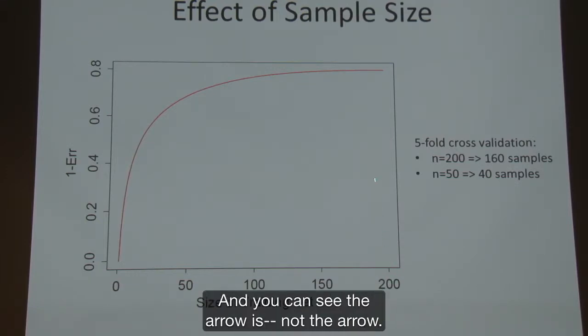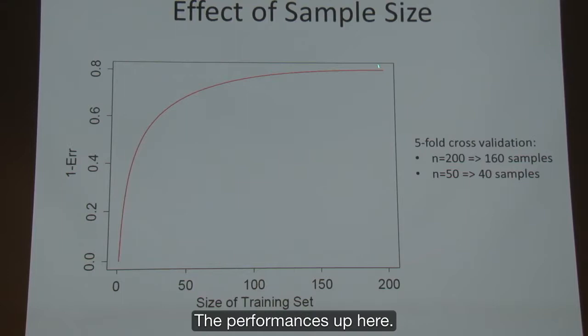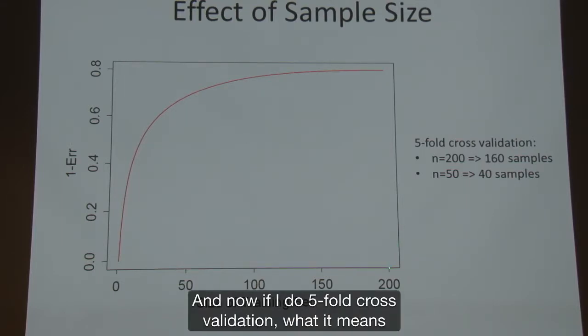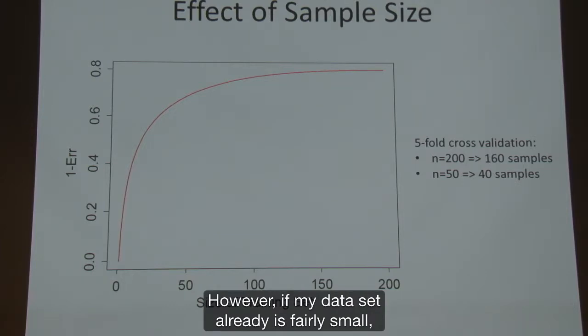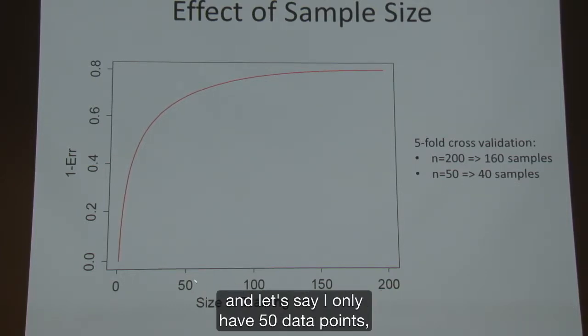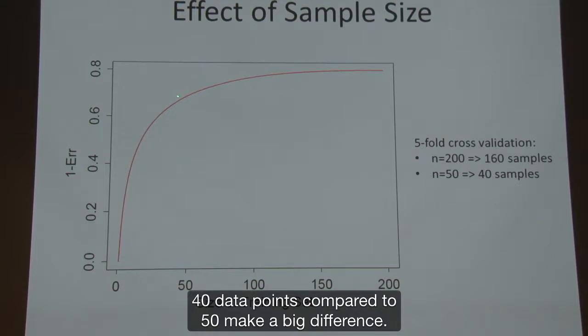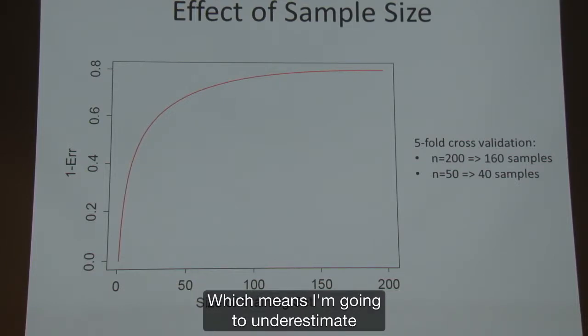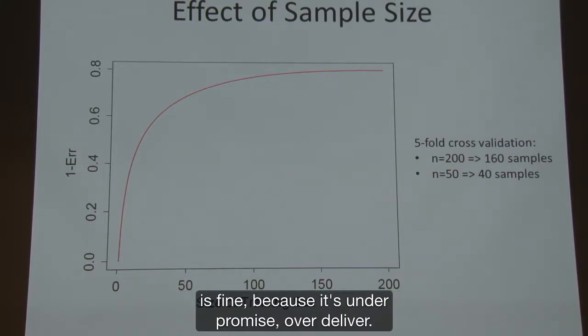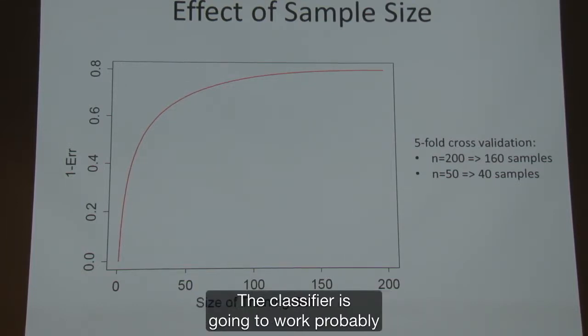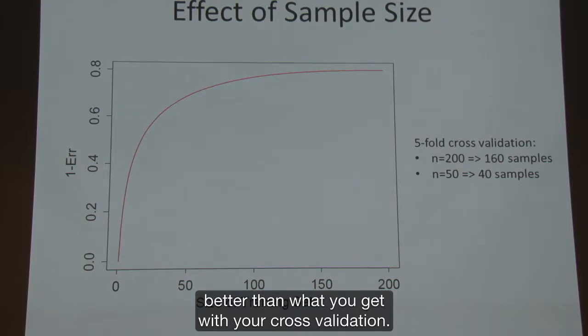So we have 200 data points, and you can see the performance is up here, so it's pretty okay. Now, if I do 5-fold cross-validation, what it means is I have 160 samples to train on. So the error I'm going to get is somewhere here, which is not that big of a difference. However, if my data set already is fairly small, and let's say I only have 50 data points, if I do 5-fold cross-validation, then 40 data points compared to 50 make a big difference, which means I'm going to underestimate the performance of my classifier using cross-validation, which is fine because it's under-promise, over-deliver. The classifier is going to work probably better than what you get with your cross-validation.